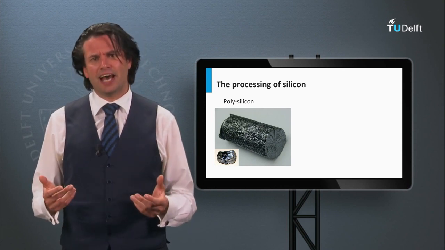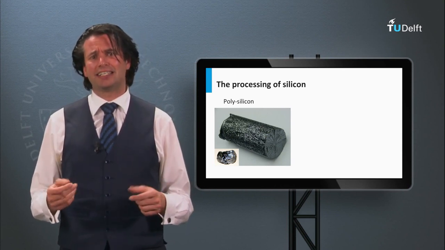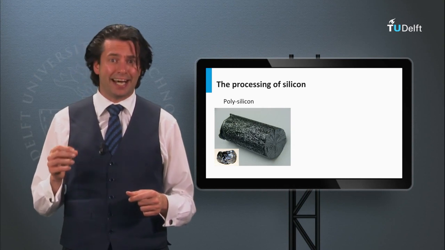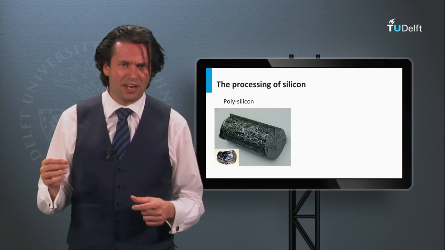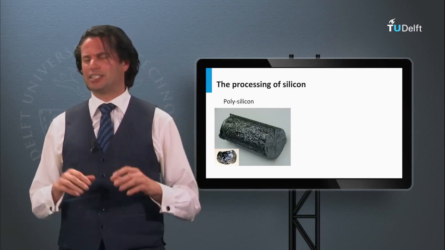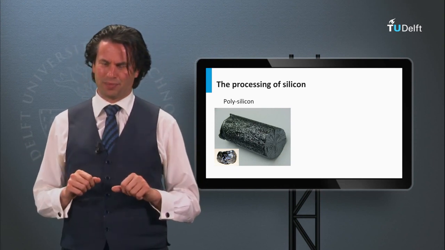Polycrystalline silicon can have a purity as high as 99.9999%, or in other words, 1 out of 1 million atoms is not a silicon atom.